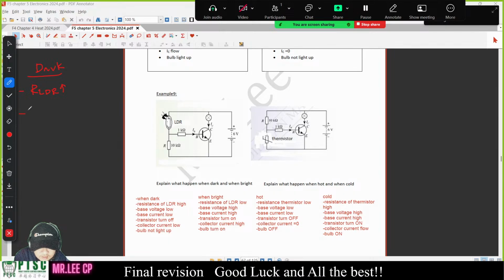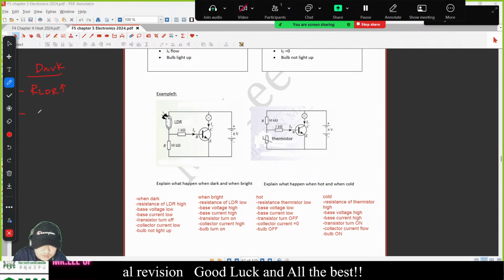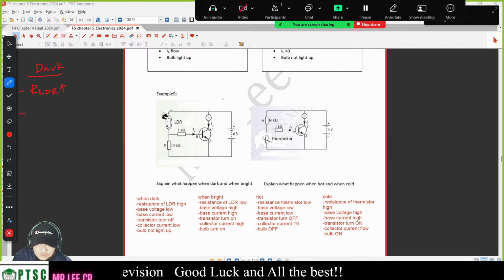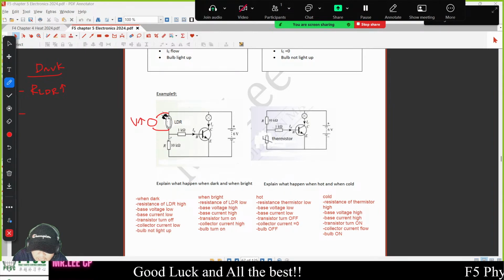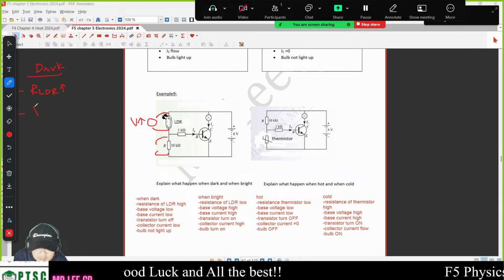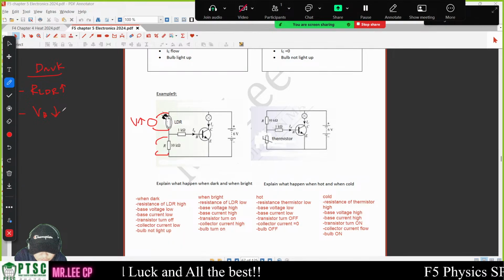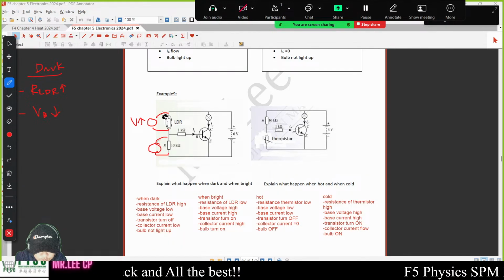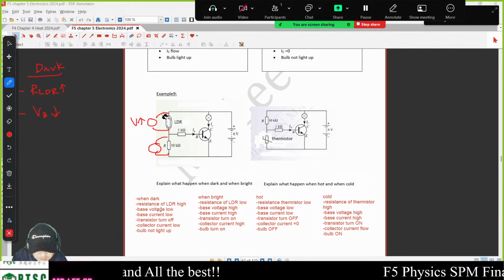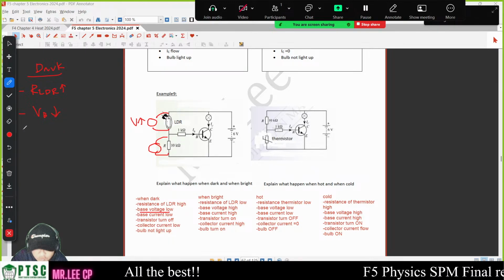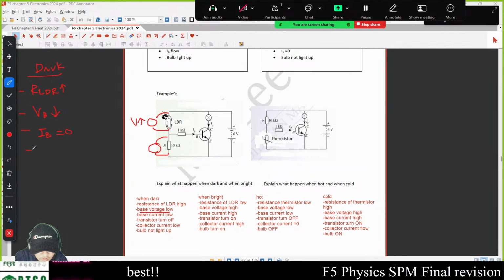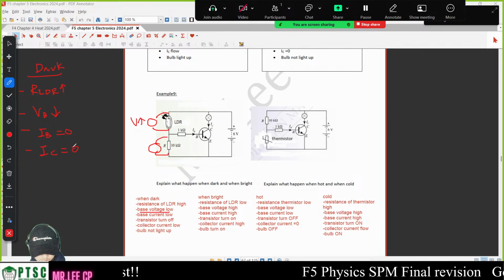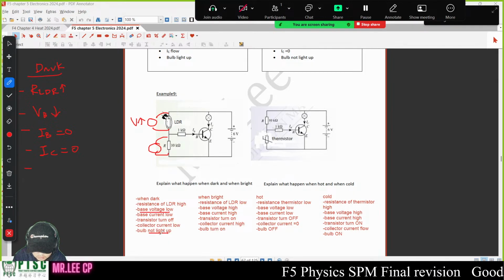Resistance is high. Teacher, just now you said resistance high, V high. No. So this resistance high, the voltage here high, V high. But base voltage is here. So base voltage here is low. So we are talking about this part, right? Base voltage is low, VB low, IB low, IC low, so it will not light up.